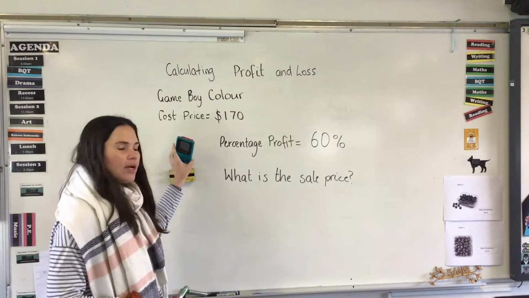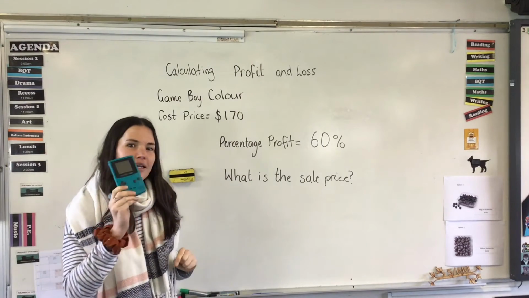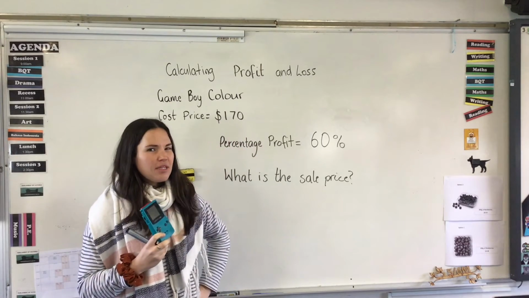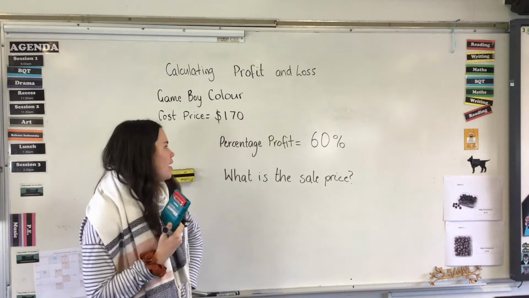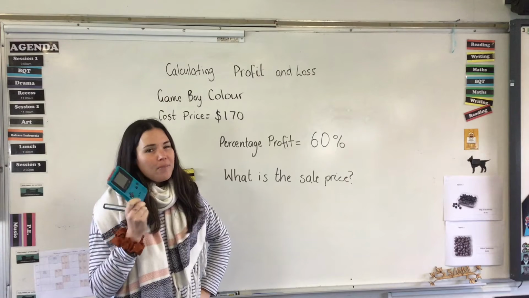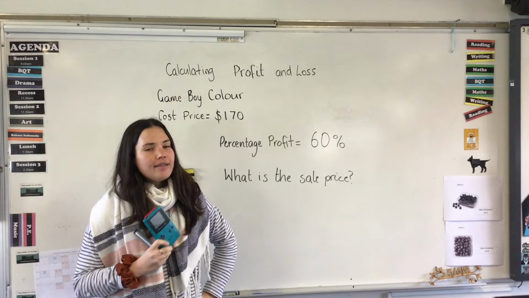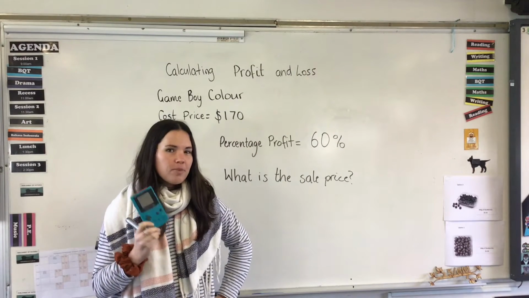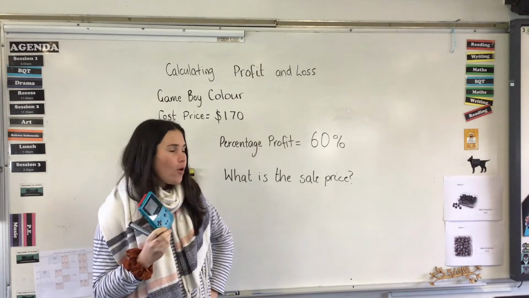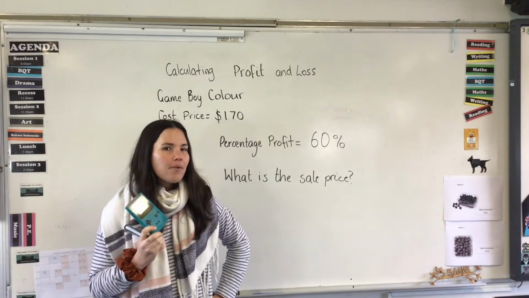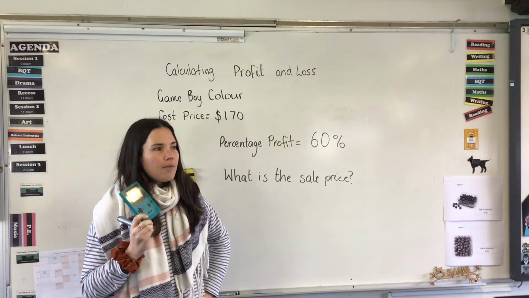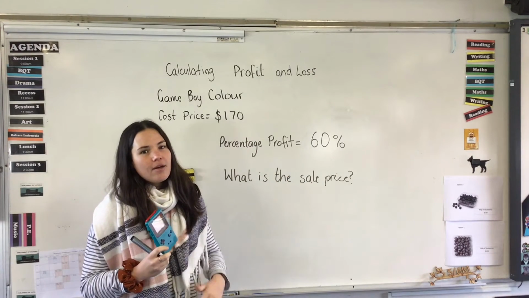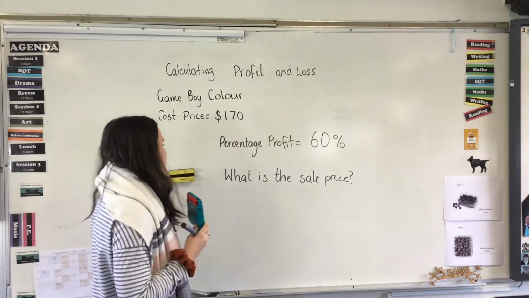So I found my old Game Boy the other day. I bought it in 1998, and I probably paid about $170 for it back then. But I had it on my desk and Matt saw it and decided that he wanted to buy it from me. Now I know that it's increased in value because there's just not as many of them around anymore. So I know that when I sell it to him, I want to make a profit. I'm thinking about 60% profit would be pretty good because then I can go and buy myself something else.